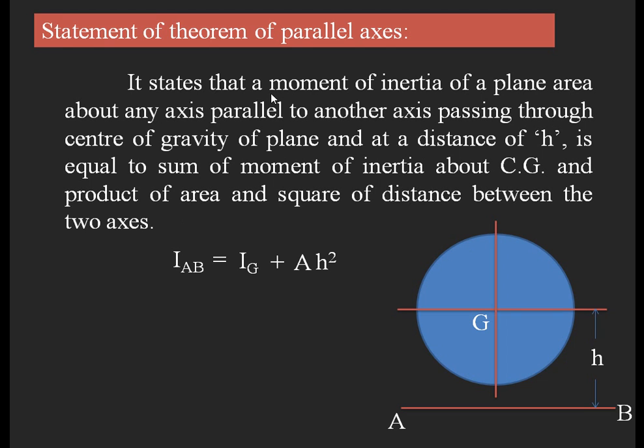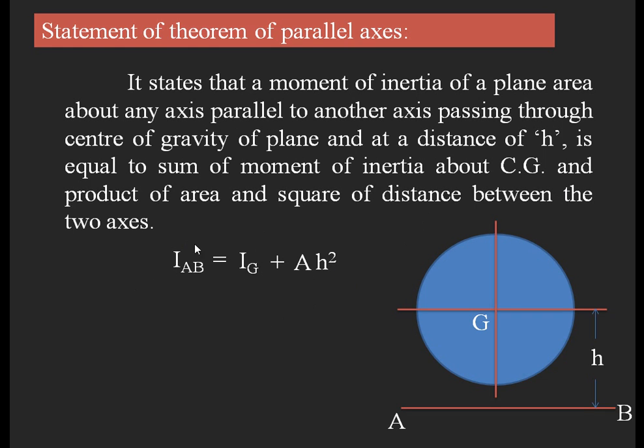It states that the moment of inertia of a plane area about any axis parallel to another axis. So this is the moment of inertia about a particular axis which is parallel to another axis passing through the center of gravity of the plane, at a distance of h, and it is equal to the sum of the moment of inertia about CG and the product of area and the square of the distance between the two axes, that is A h square. So from this statement we can write the equation like this.